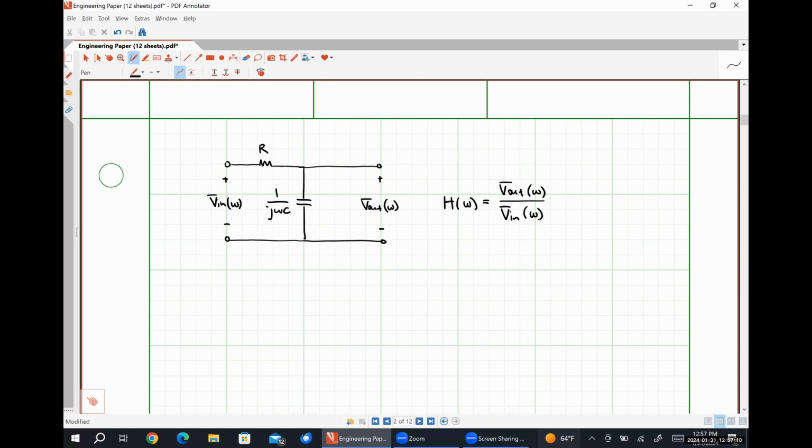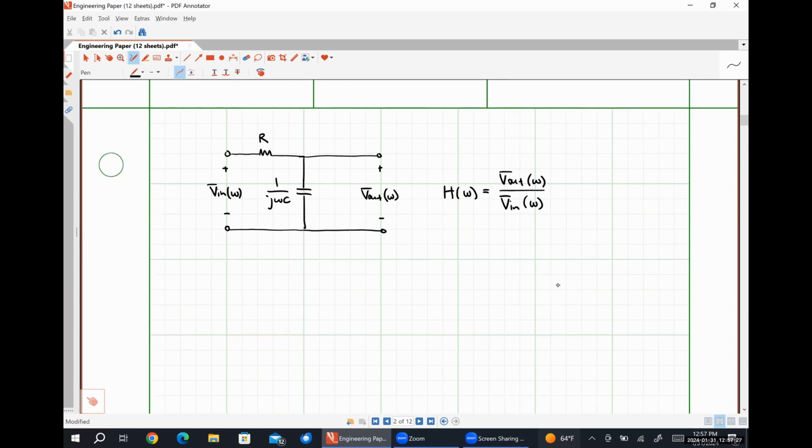What type of circuit is this? If this was a resistor and this was also a resistor, what would this be? A voltage divider. That's all this is. It is literally a frequency dependent voltage divider. That's it.